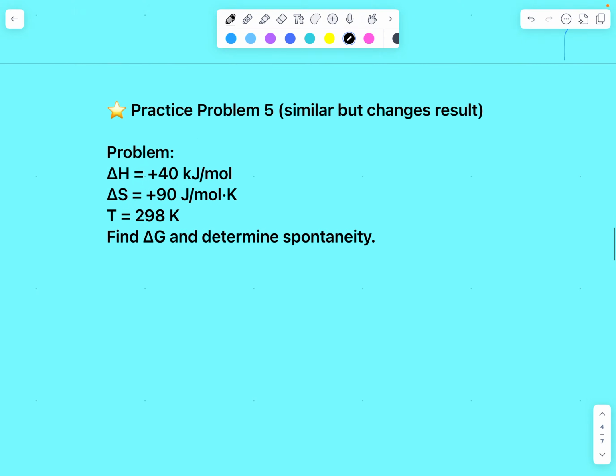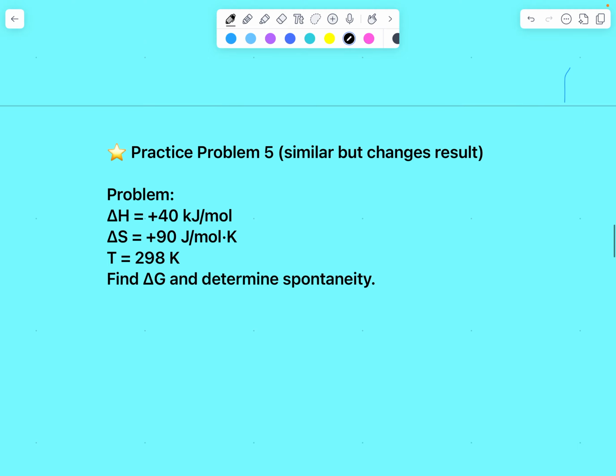A lot of teachers don't want you to write out the units just because it doesn't entirely always cancel out. So here we have a problem. Delta H is 40 kilojoules per mole. Delta S is 90 joules per mole Kelvin. T is 298 Kelvin. Find delta G and determine spontaneity, right? So here's the deal. Again, we're going to convert delta S into kilojoules. So we're going to say 90 joules, and there's 1,000 joules for every 1 kilojoule. And then you're going to end up getting 0.090 kilojoules per mole Kelvin.